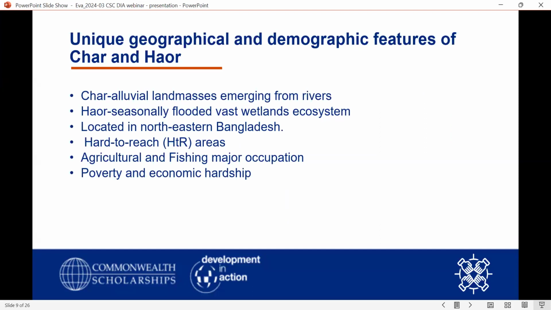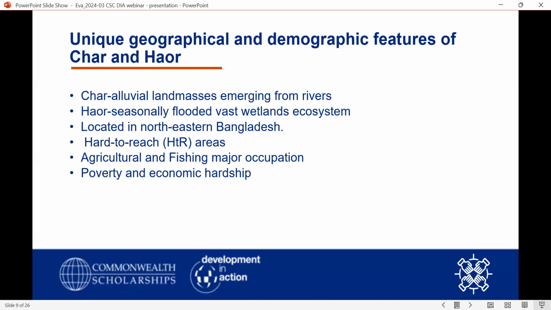So actually, chor and haur both are far from the mainland of Bangladesh. The chors are not stable land. These are alluvial landmasses. They emerge from the rivers, and these chors are prone to erosion and flooding. And the haurs are also seasonally flooded, vast woodland ecosystems in northeastern Bangladesh.